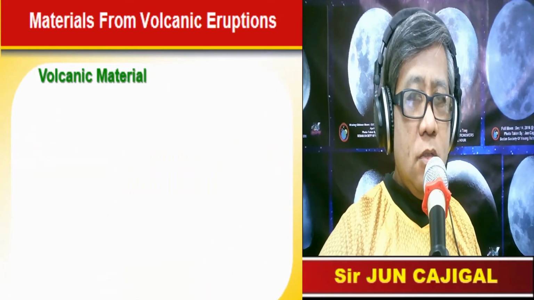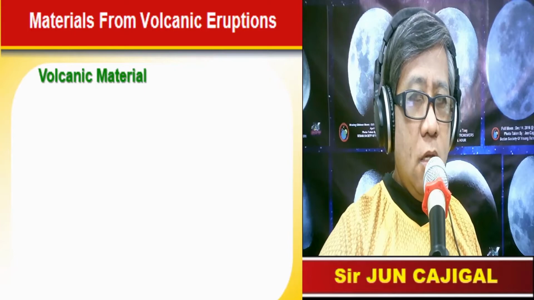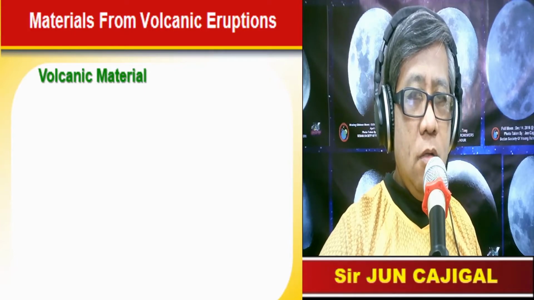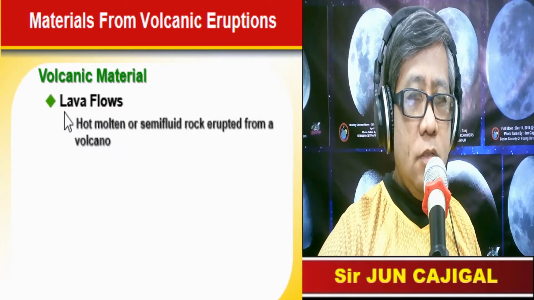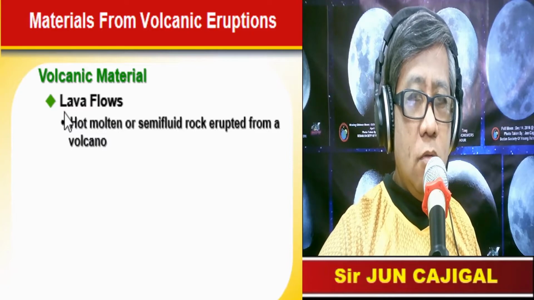Now that is a really interesting and fascinating video about the nature of volcanoes. Now at this point, let us study materials that are ejected during volcanic eruptions. One of the most common materials ejected from volcanoes is lava. Lava basically is hot molten or semi-fluid rock erupted from a volcano.